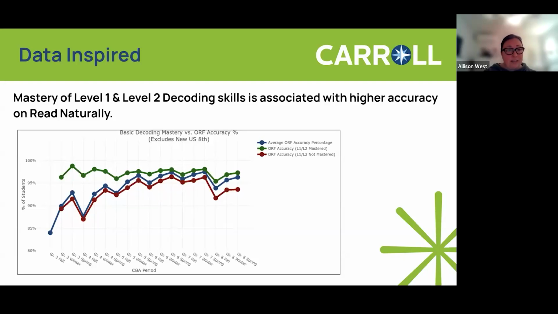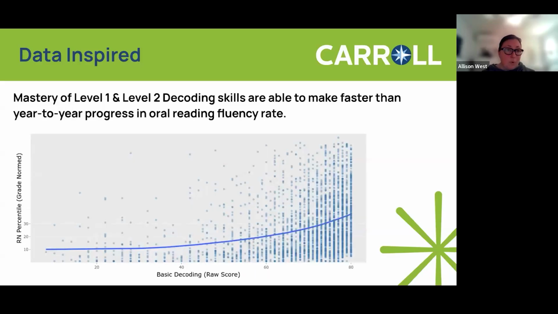And so that helps us understand the efficacy of the focus area, whether we stay the course or whether a student is ready for the next step. The next slide shows another important piece of data. And this shows us that as students gain mastery of levels 1 and 2, it actually leads to faster than year-to-year progress on fluency rate of grade level text.